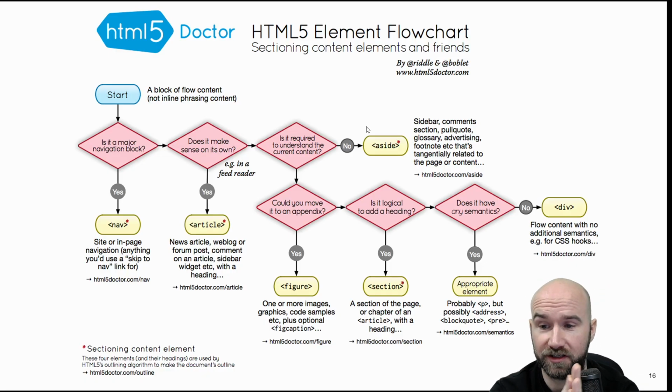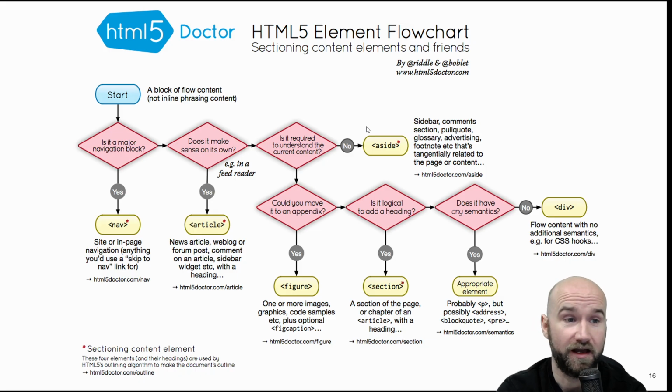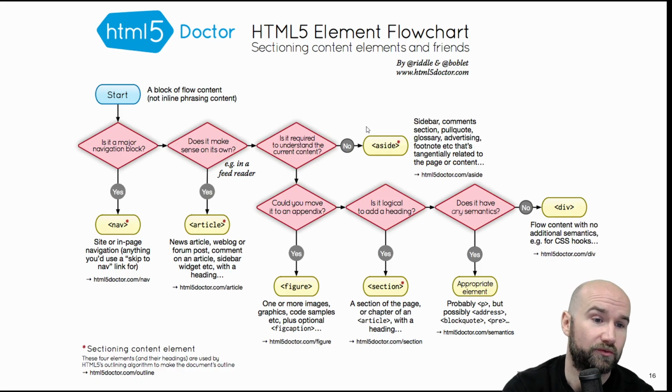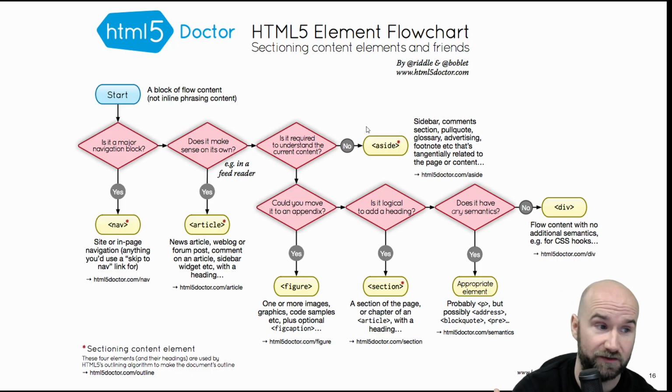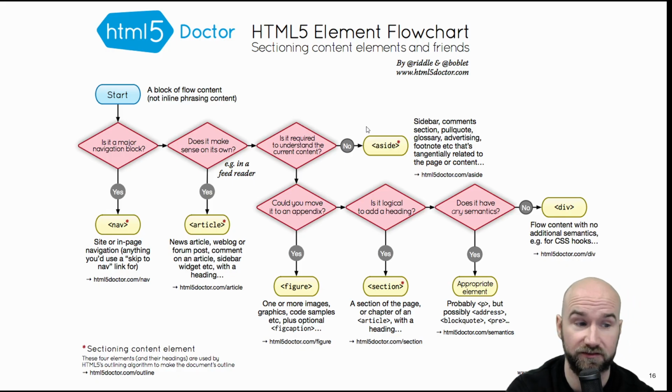So I love flowcharts. So I'm going to make you love flowcharts. You might use this flowchart to answer the question: when to use a specific semantic element. So, is it a major navigation block? Use nav. Does it make sense on its own? Use an article. Is it required to understand the current content? Yes. Would you move it to the appendix? Yes. A figure. Is it logical to add a heading? Use a section. Does it have any other semantics? Use an appropriate element, and eventually you end up with a div on the right hand side.